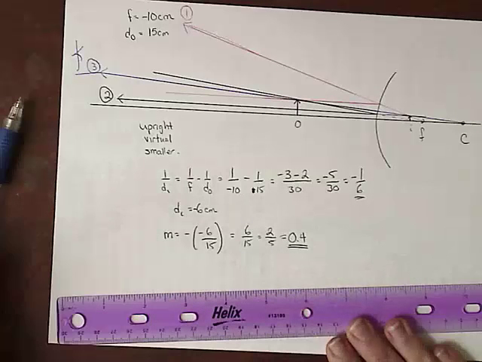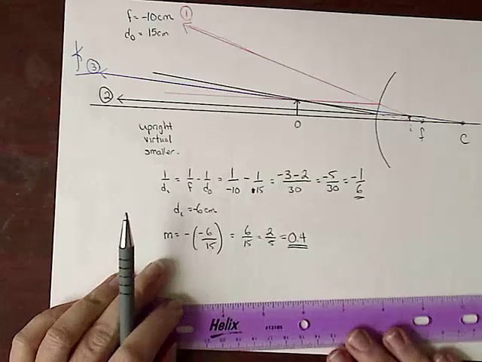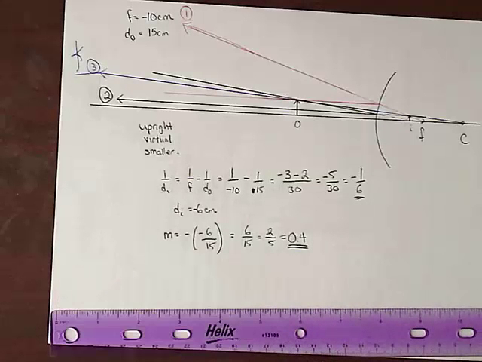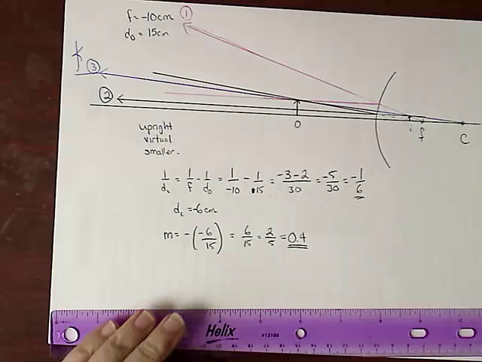So that's a walkthrough of all the different possible situations that you could have to draw for the test. Make sure you can draw at least 2 of the rays for any situation and do a rough location of the image and be able to do the calculations for the image distance and the magnification.